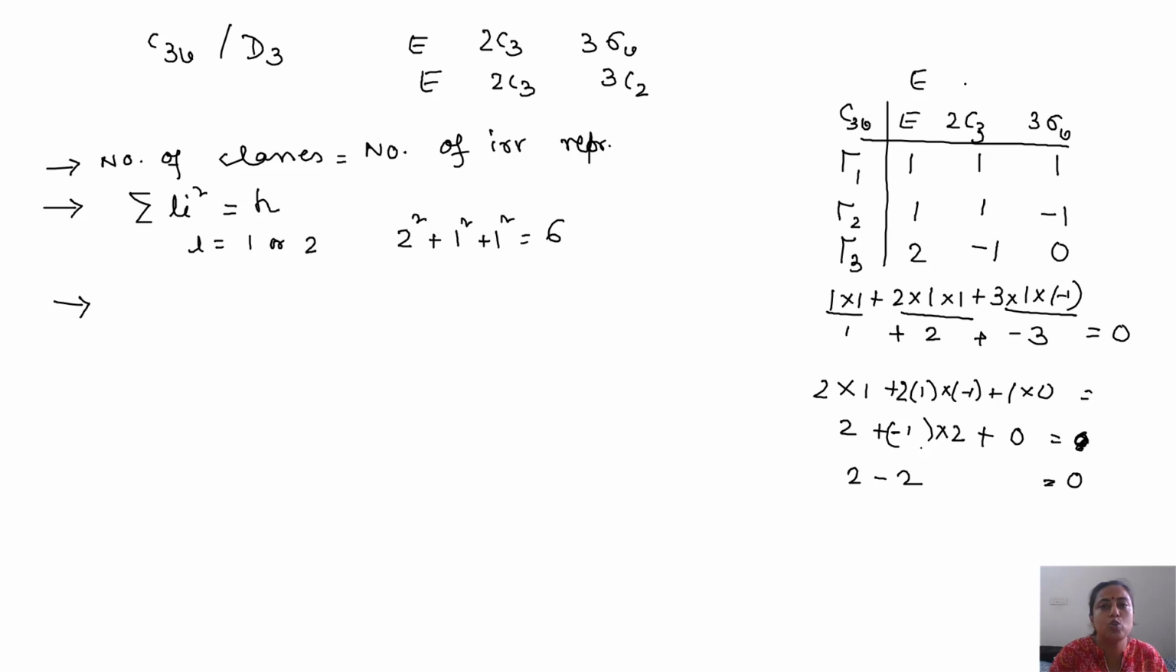Similarly, for the D3, we will have 2C3 and 3C2s. So these are the 5 important rules that we follow to construct the character table of any point group.